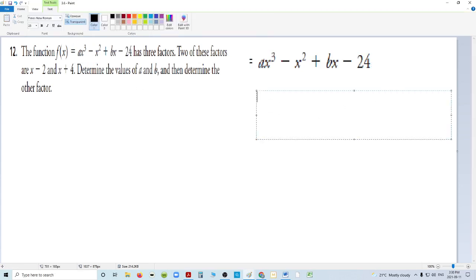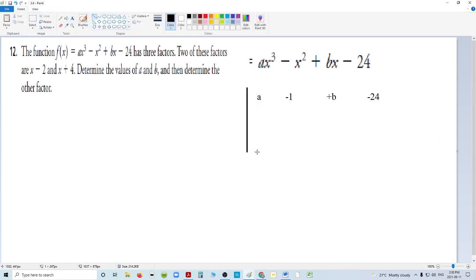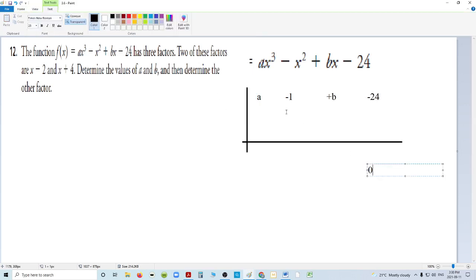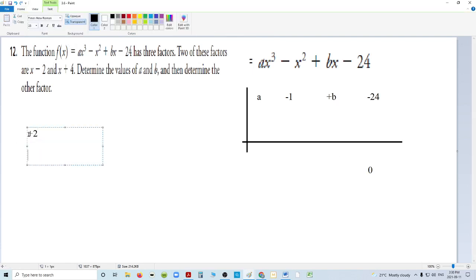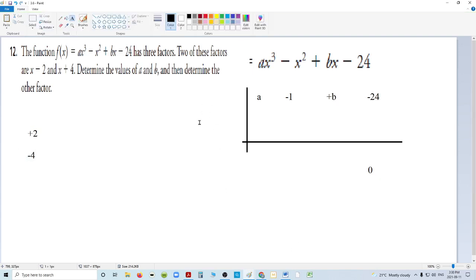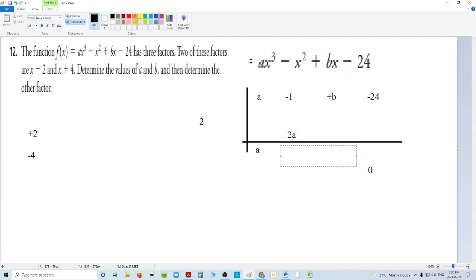We know the coefficients in front of this are a, minus 1, plus b, and minus 24. And we know also that for a factor, the remainder is going to be 0. So at the very end here, we should come to 0. And they're telling us that 2 of these are x minus 2 and x plus 4, which means the roots are plus 2 and minus 4. So we'll start with the easy one, 2. We'll bring the a down, multiplied by 2, get 2a. We're going to add those together. We get 2a minus 1.